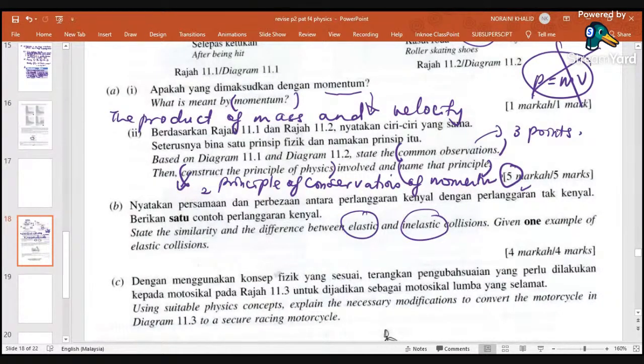Part B: state the similarity and difference between elastic and inelastic collisions. Similarity: in both cases, elastic and inelastic, total momentum is conserved. Another one is that total momentum before and after collision is constant. It cannot change.